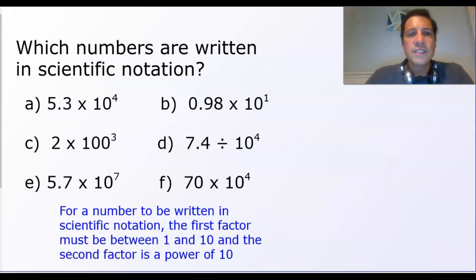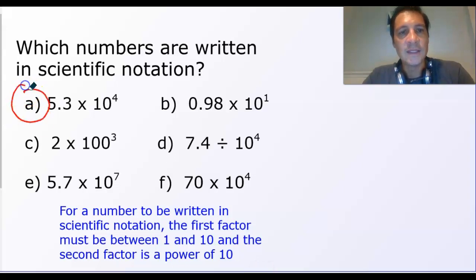All right, let's take a look here. Which numbers are written in scientific notation? Remember, for a number to be written in scientific notation, the first factor is between 1 and 10. Second is a power of 10. They're factors, so we multiply factors together. We're multiplying those two together. A is written in scientific notation. That first factor is between 1 and 10, and the second is a power of 10.